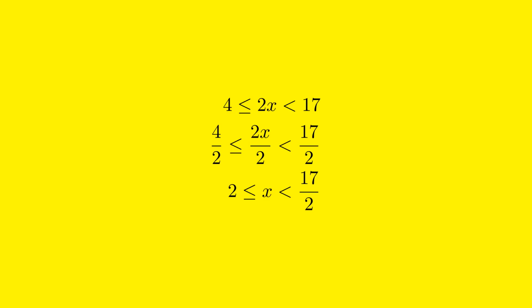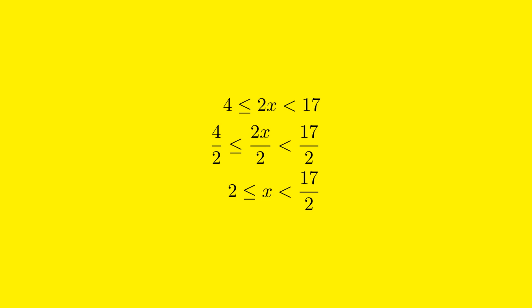Step 3. Our current inequality is 4 less than or equal to 2x less than 17. Now we need to isolate the x variable completely. To do this, we will divide every part of the inequality by 2. When we divide 4 by 2, we get 2. When we divide 2x by 2, the 2's cancel out, leaving us with just x. When we divide 17 by 2, we get 17 over 2. So now the inequality is 2 less than or equal to x less than 17 over 2.